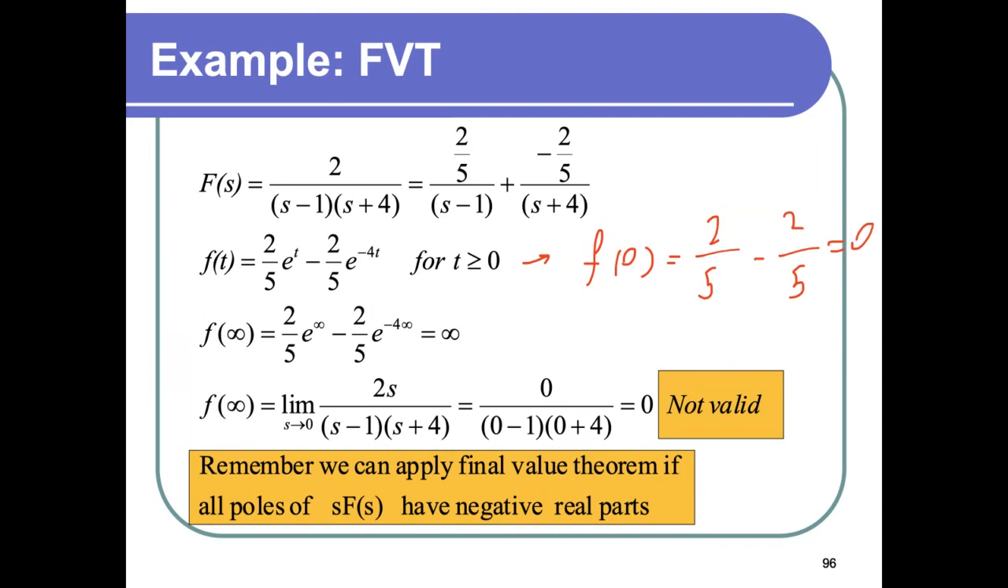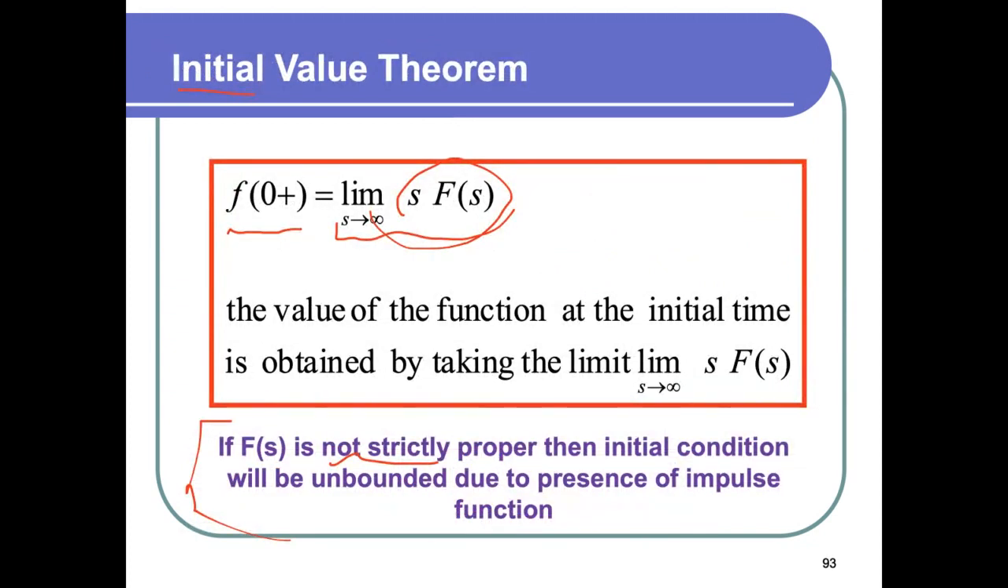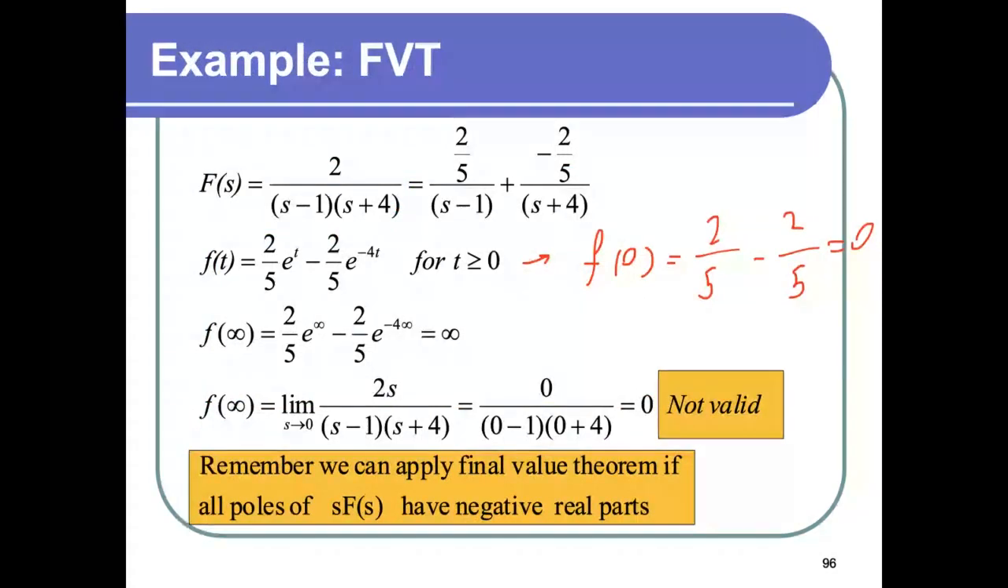So let's use the initial value theorem. What does the initial value theorem say? It says that you take the limit of F of s as s goes to infinity. So let's do that. What is the limit as s goes to infinity of F of s? So we have 2s over (s minus 1)(s plus 4). Using L'Hopital's rule, because I have a denominator with a higher order, this is equal to 0.